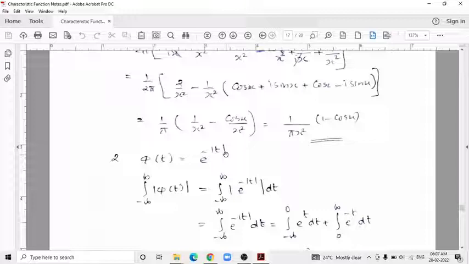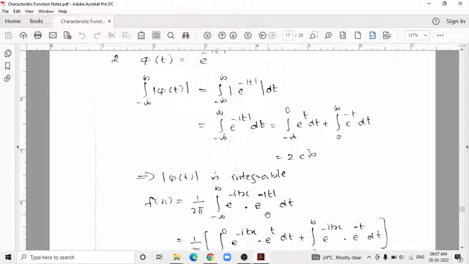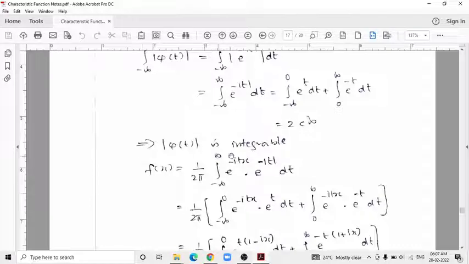So before that, we examine whether this phi t is absolutely integrable. That is, we consider the integral from minus infinity to infinity of modulus phi t, which is the integral from minus infinity to infinity of e raised to minus modulus t. When we break at 0, e raised to minus modulus t has two segments, one from minus infinity to 0 and the other from 0 to infinity, and both integrals have values 1 and 1. So 1 plus 1, 2, is less than infinity. So it is absolutely integrable.